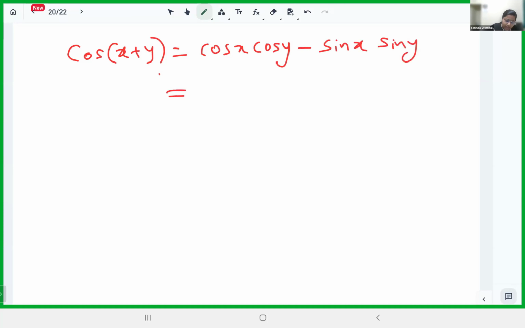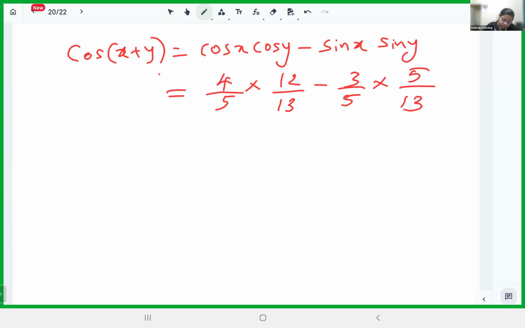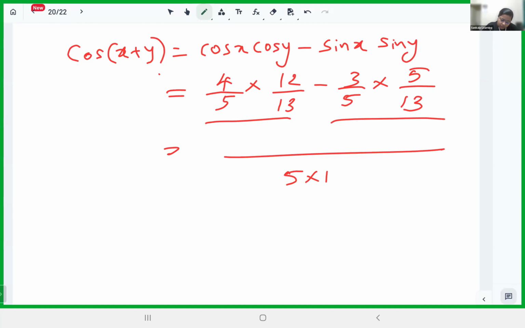Okay. So we have got the value of cos x, right? cos x is 4 by 5 and cos y was 12 by 13, minus sin x was 3 by 5 and sin y was 5 by 13. Here you can see that both have 5 into 13, so we can take it as common. 4 into 12 is 48 minus 3 into 5 is 15. 48 minus 15 is 33. So 33 by 65. So cos of x plus y is 33 by 65.